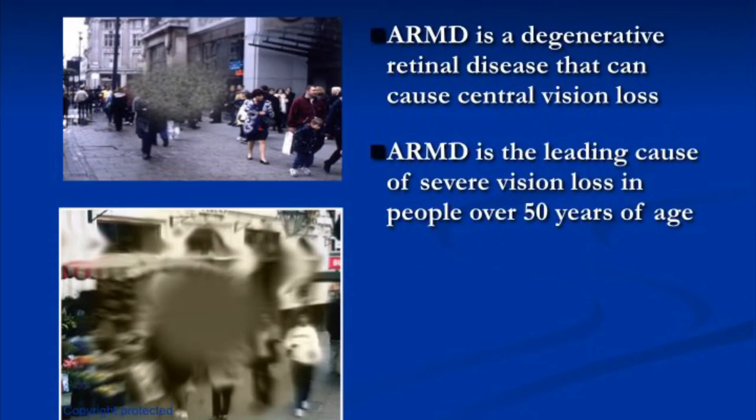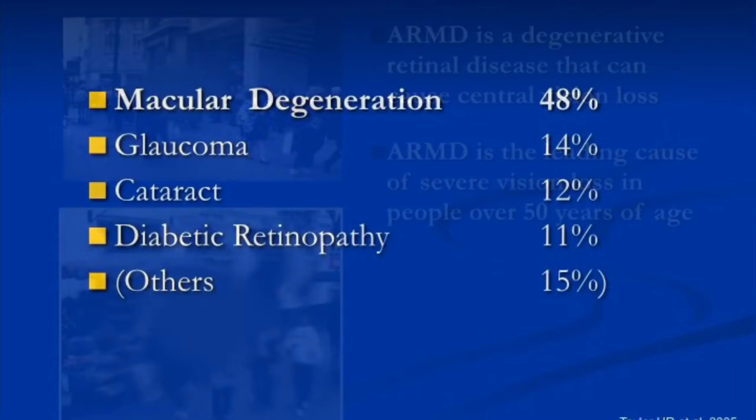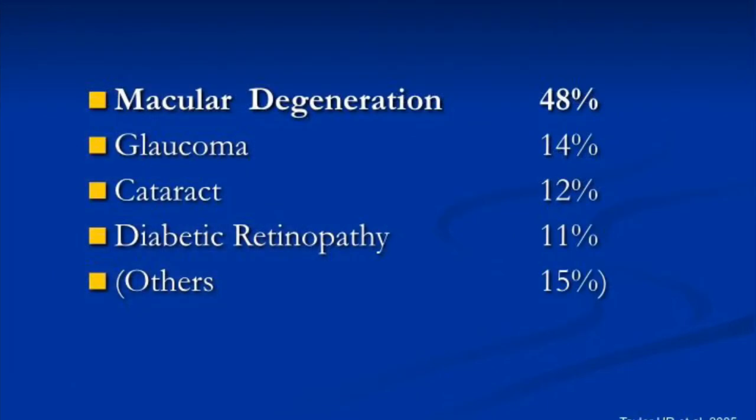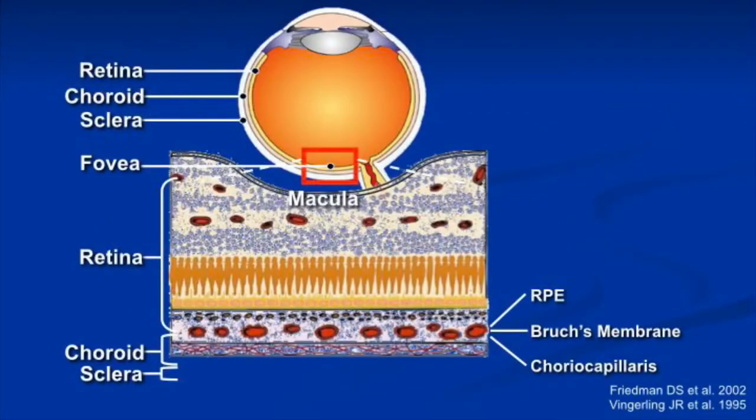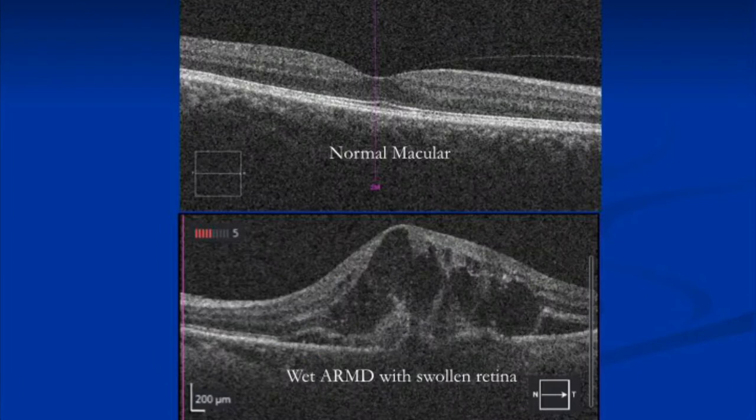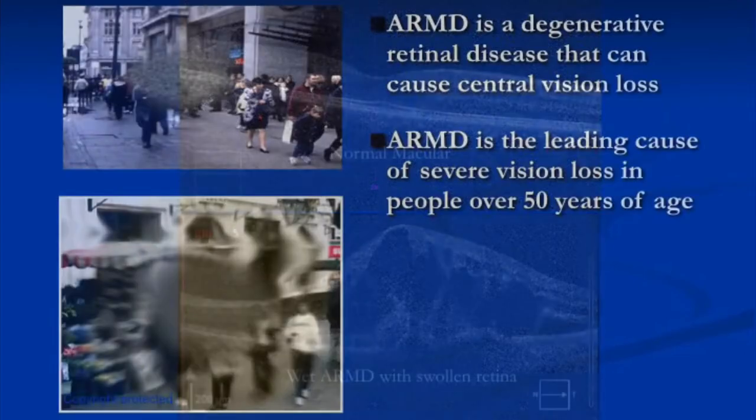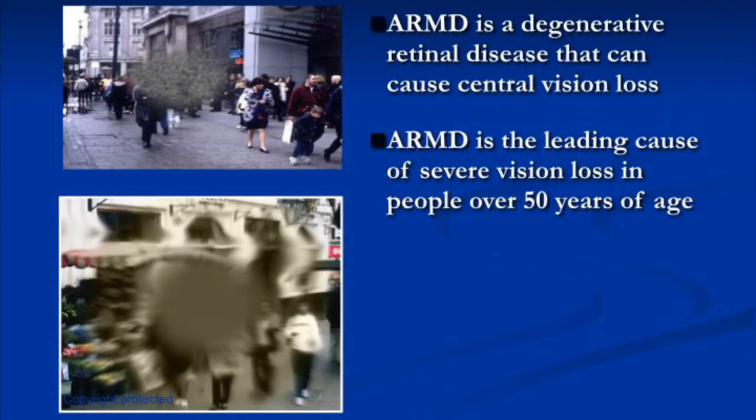ARMD is a degenerative retinal condition that affects the macula, therefore causing central vision loss. It is very common among people of 50 years and above. By far, ARMD is the chief cause of vision loss among the elderly in the developed world. And this is how it affects your macula. Here, you can see that the macula on the top is normal, whereas when you have the severe form of AMD, you get swelling of the retina due to the formation of abnormal blood vessels in the macular region, and these blood vessels cause swelling of the retina.